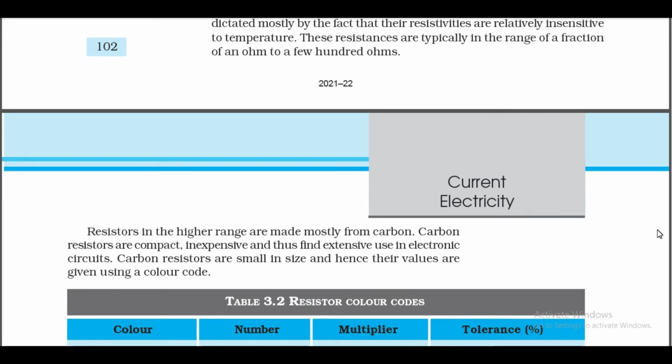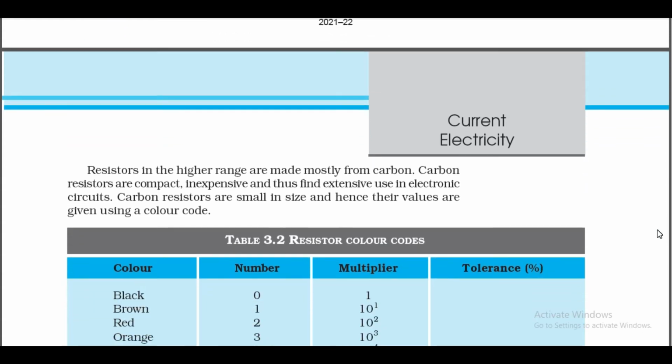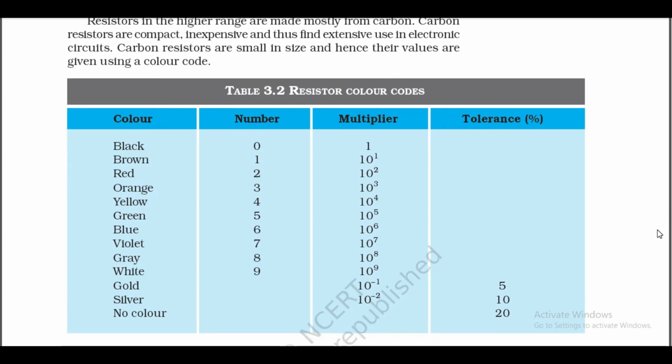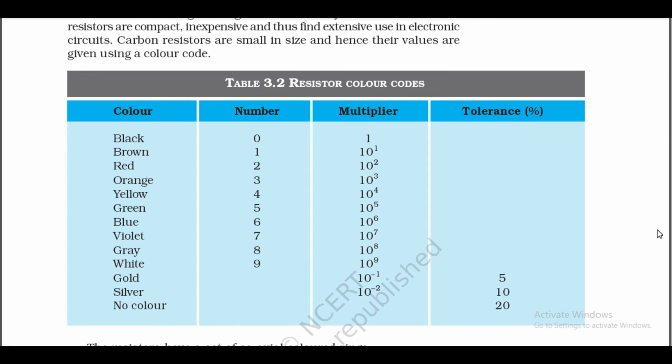Carbon resistors are compact, inexpensive, and thus find extensive use in electronic circuits. Carbon resistors are small in size and hence their values are given using a color code. Table 3.2 Resistor color codes: black 0, brown 1, red 2, orange 3, yellow 4, green 5, blue 6, violet 7, grey 8, white 9. And gold 5% tolerance, silver 10% tolerance, no color 20% tolerance.